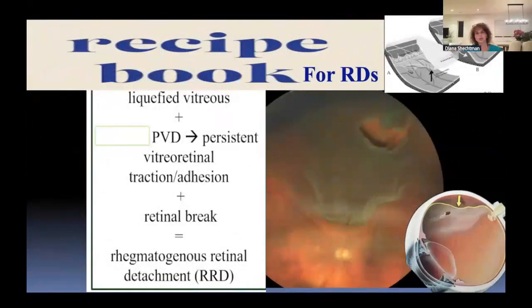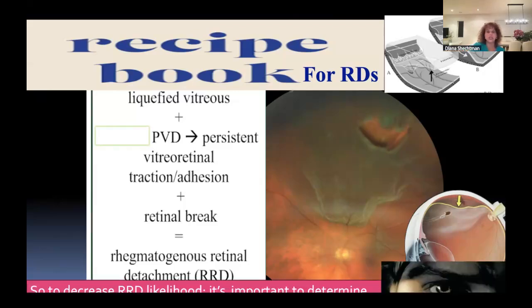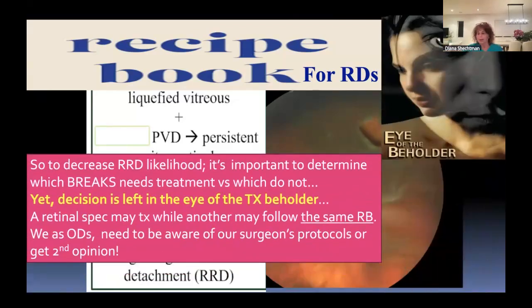So the recipe for retinal detachment, you need a liquefied vitreous, you need a PVD, and this is a rhegmatogenous, I should say, retinal detachment. We're not talking about tractional, we're not talking about serous. So rhegmatogenous retinal detachment. Rhegmatogenous means break, means that you need a break, and then you need the liquefied vitreous in that area of traction, PVD, to lead to the retinal detachment.